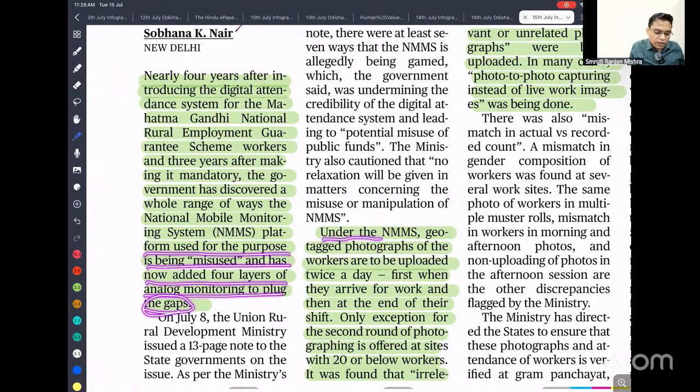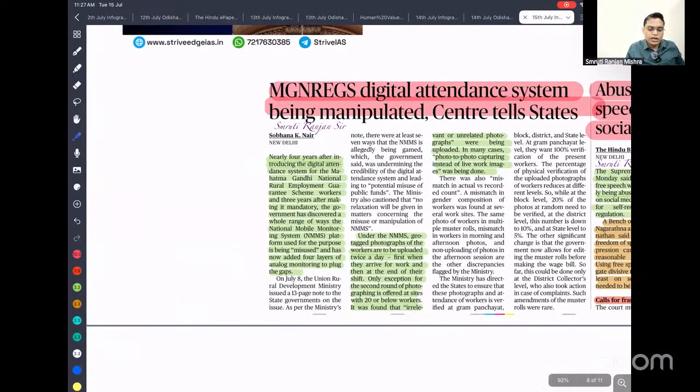So the purpose is misused, and a fourth layer has been added along with monitoring. Under the National Mobile Monitoring System, a geotagged photograph of the worker is to be uploaded. You need to upload it the moment the worker reaches the site. Let's say the worker reaches the site, they have to take a photo of that, and at the completion of the work, they have to take one more photo. But what happened now? The people working there are uploading random photos, and photos from previous uploads. By doing that, they are actually taking money without proper work, and that is what led to the corruption.